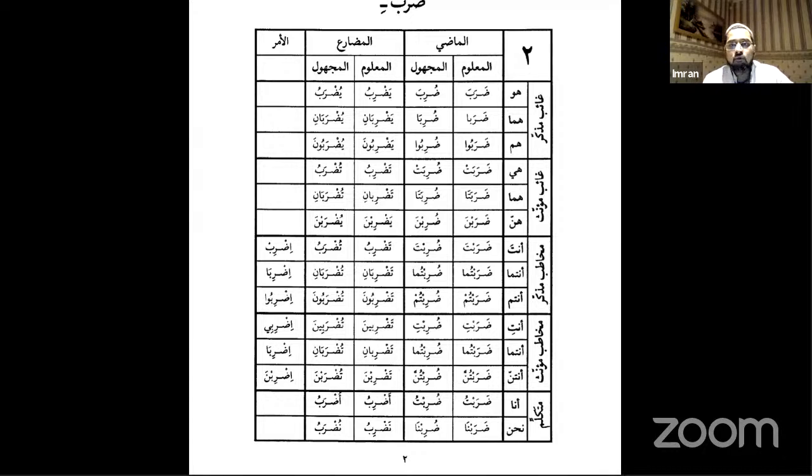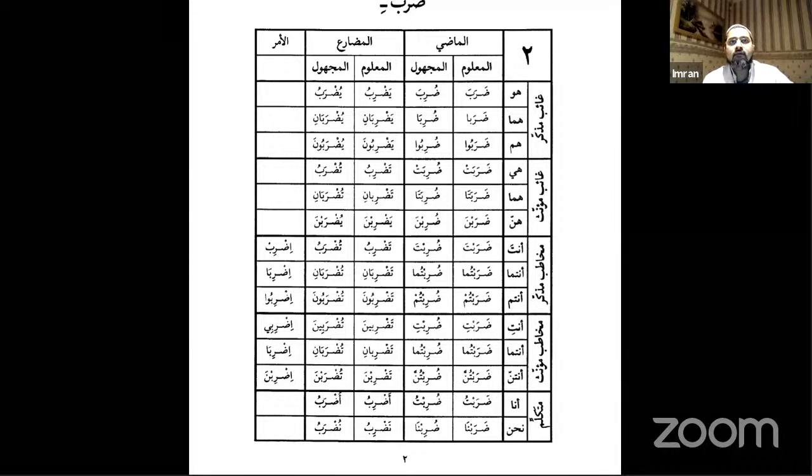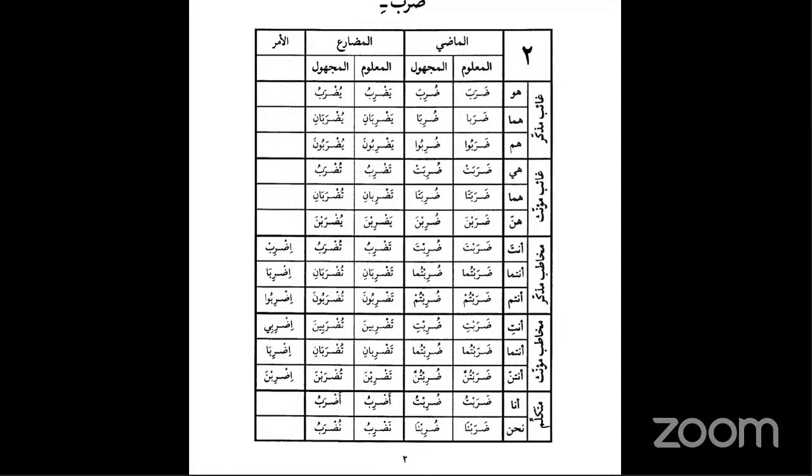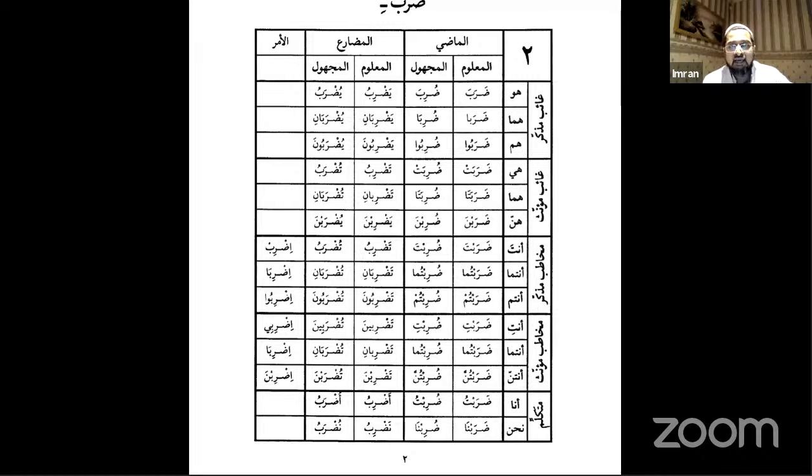I'll give you an example in English, it will make sense for you. Zaid hit them. Does it make sense? Yes. Zaid hit them means that Zaid is one person, but he hit them, which are the plural.